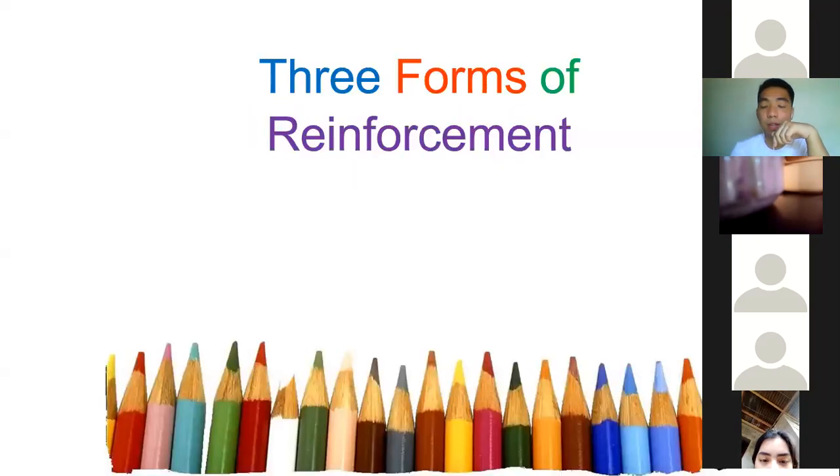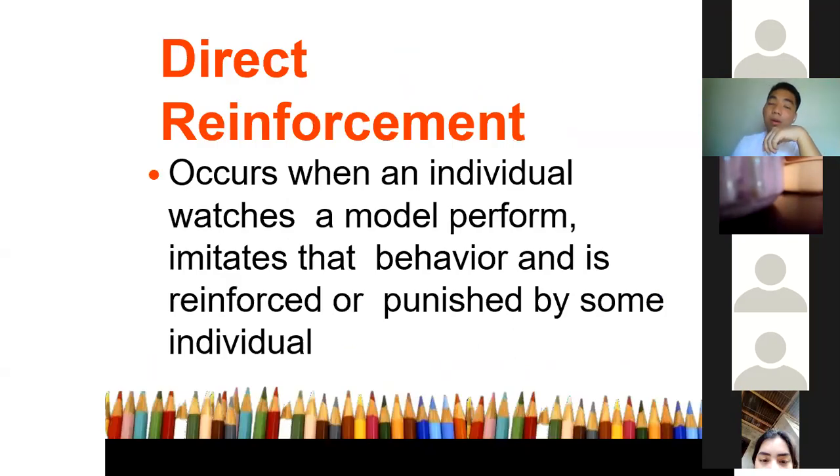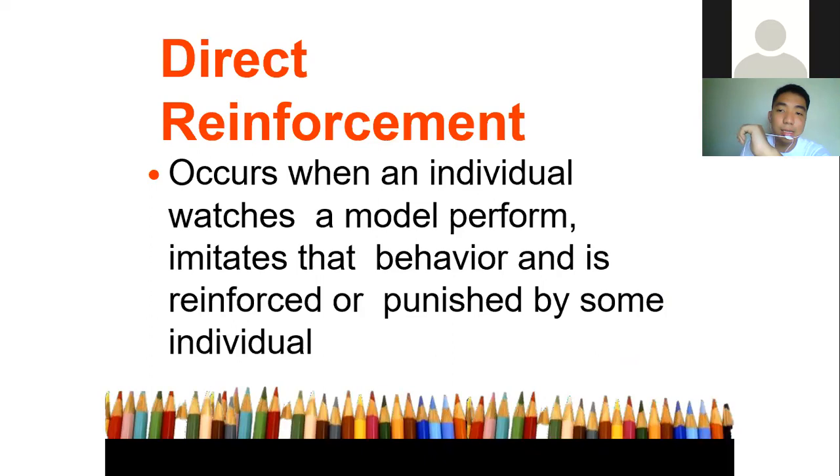So, there are three forms of reinforcement. We have direct reinforcement, which occurs when an individual watches a model perform and then imitates the behavior and is reinforced or punished by some individual. So in direct reinforcement, you yourself are given a reward. You are the one who observed, you are the one who did it, you yourself are given the reward, or you yourself are punished. Diba? From the word direct, the one who did it is directly punished or directly given a reward.